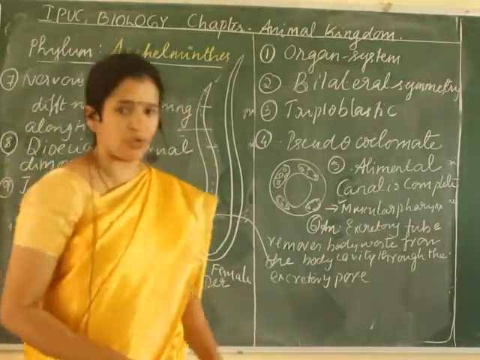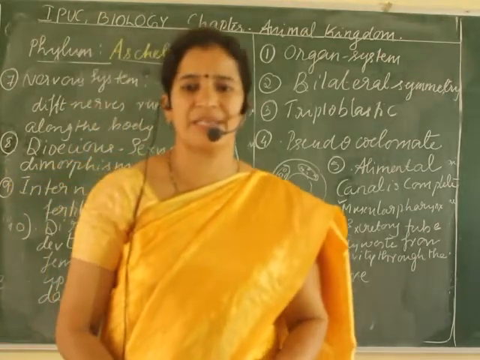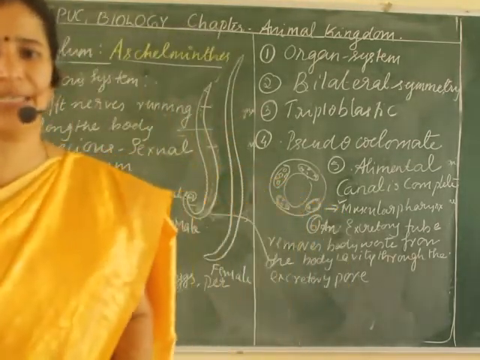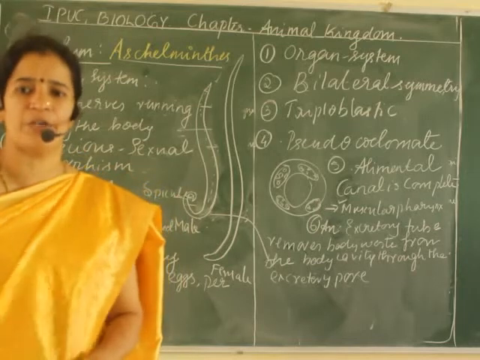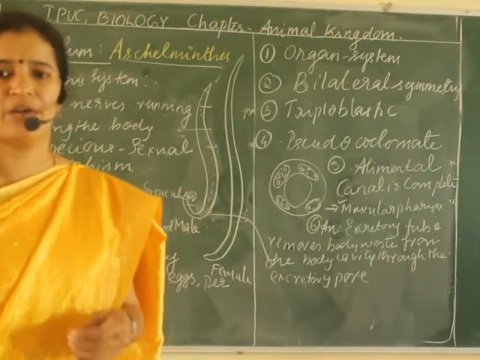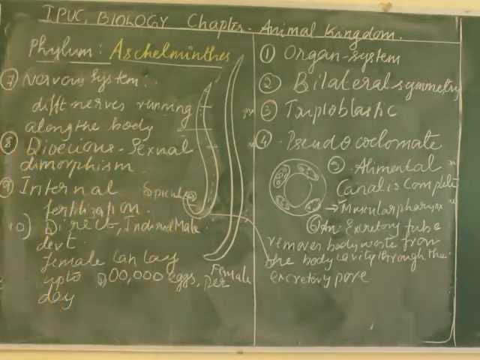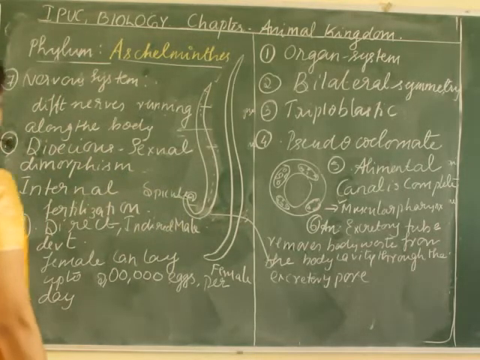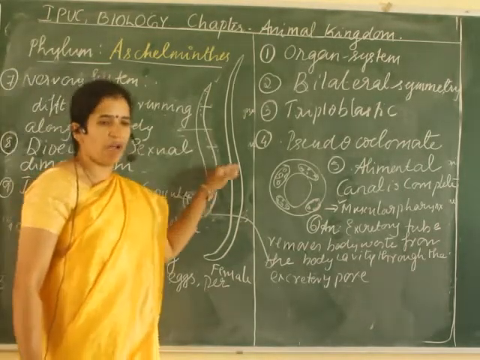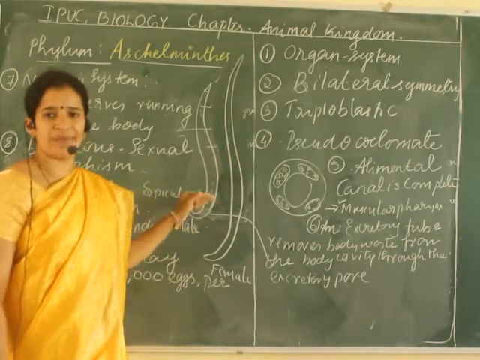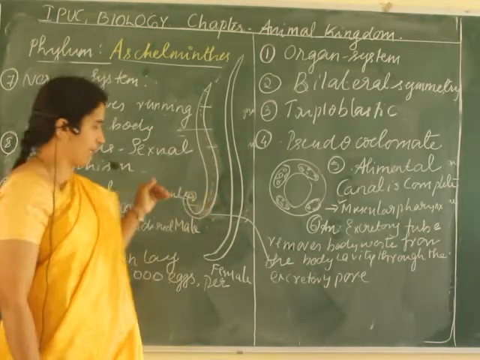Okay, so you are clear about the phylum Aschelminthes. The phylum Aschelminthes is also called nematodes or roundworms. Why is it known as roundworm? Because their body is circular in cross section and they are long and cylindrical without any lateral appendages.